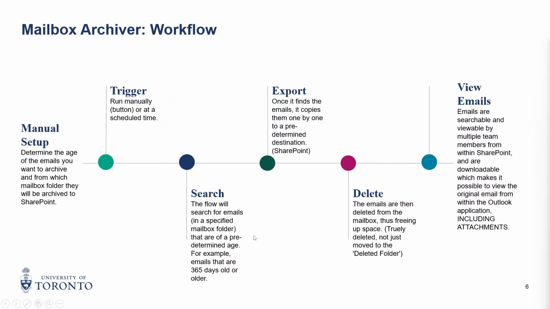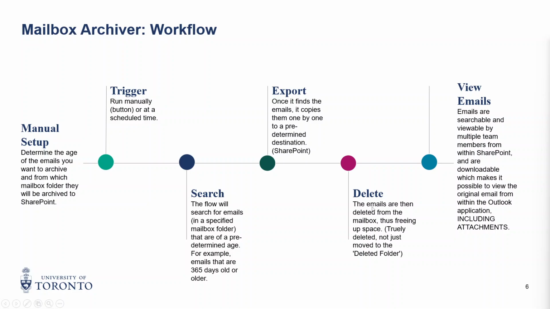So it'll find all emails from a year ago and earlier, and then what it will do is export all these emails to SharePoint. So you determine a destination in SharePoint where you want them to export to, and it copies them one by one as an email file. So you can search them all one by one, not like a PST where it's a big file and you have to open the file in Outlook. These can all actually be viewed within SharePoint itself.